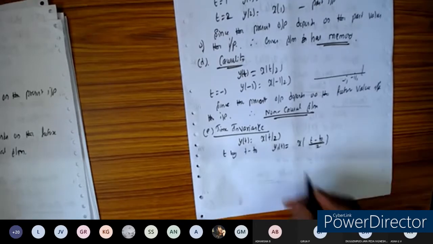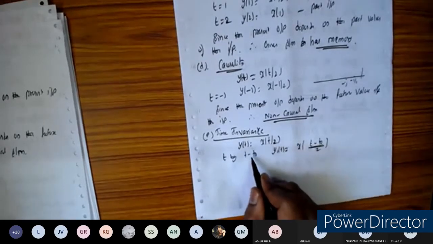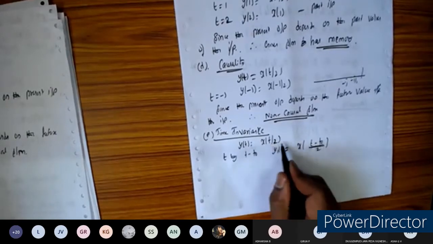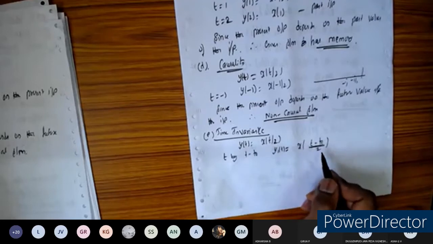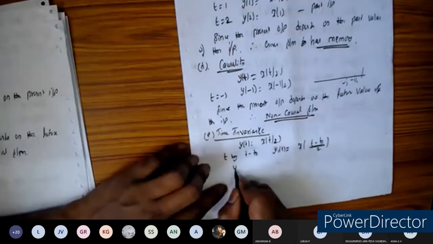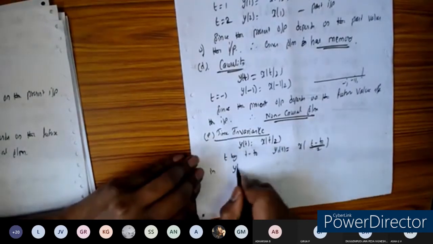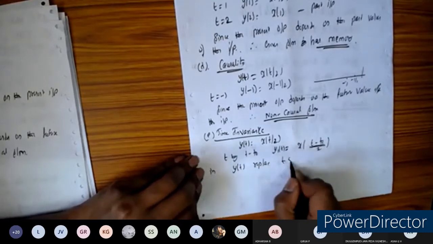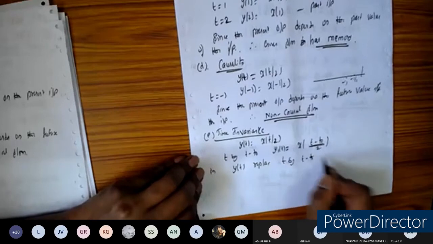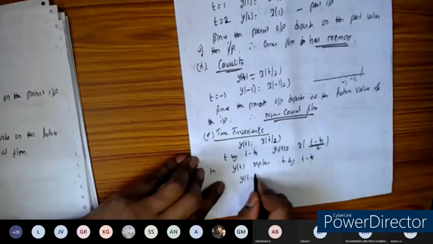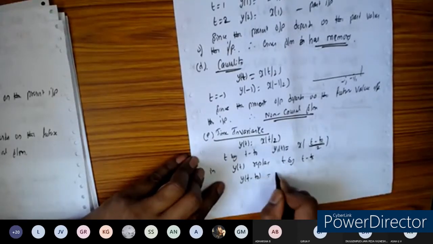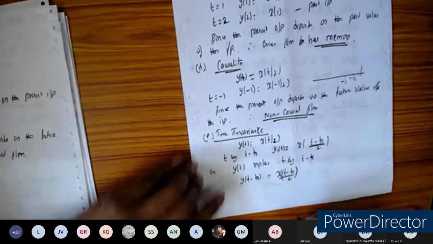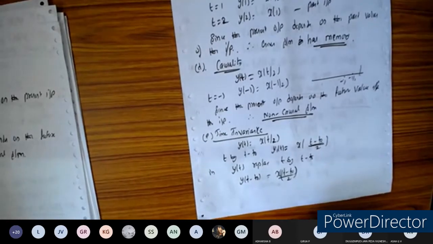So we are going to replace t by t minus t naught here. So it has become x of t minus t naught by 2. So similarly in y of t, replace t by t minus t naught here. So it has become y of t minus t naught is equal to x of t minus t naught divided by 2.